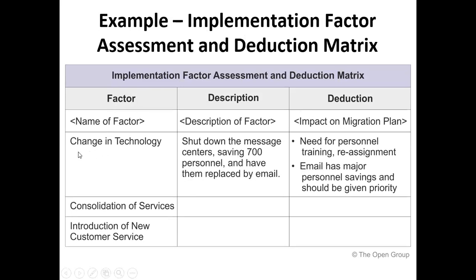Some change in technology happened. Because of that, what is the description here? Shut down the messaging center, saving on 700%, and replace it with email. What I find here is that because of the change in technology, you are closing down the call center and replacing it with email messages.